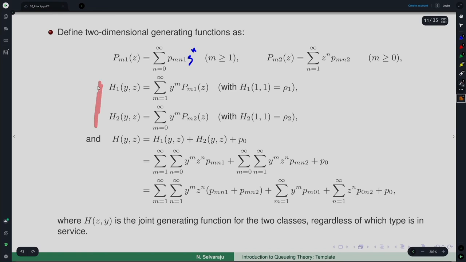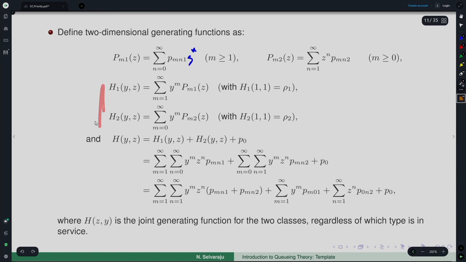This is the partial generating function depending upon which type is in service. So, this is the full generating function. If you write it explicitly, this is what you are going to get here. Remember, m is equal to 0 to infinity, n is equal to 1 to infinity, and here m is 1 to infinity. So, all these indices you need to write down a little bit carefully, that is all. This is an alternative way of writing it, which can sometimes be helpful. Okay. So, this is what you get as the joint generating function.